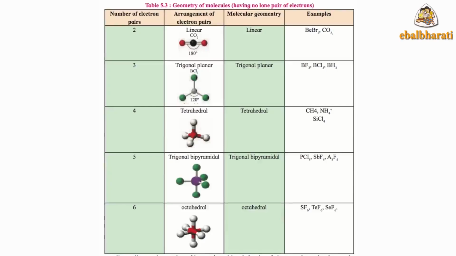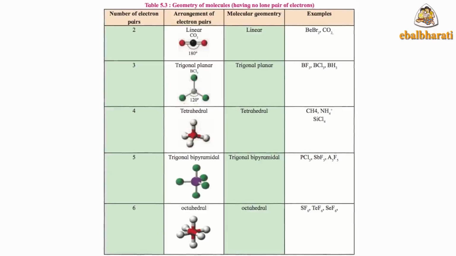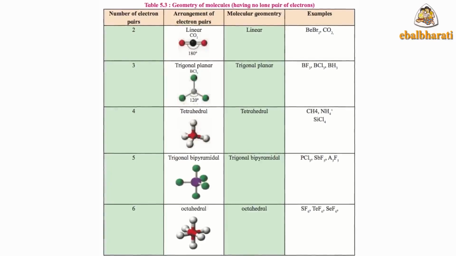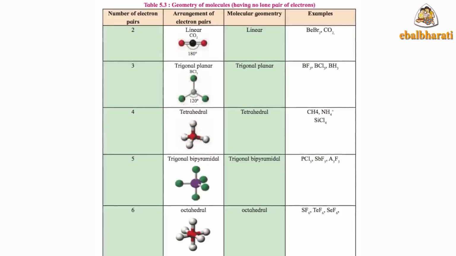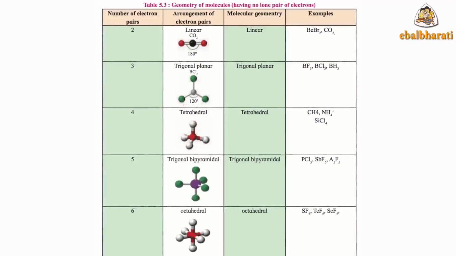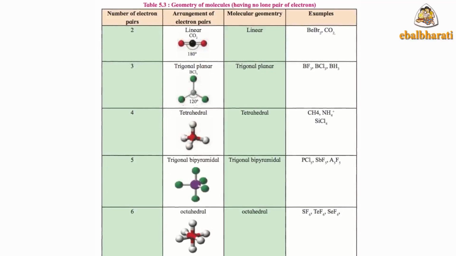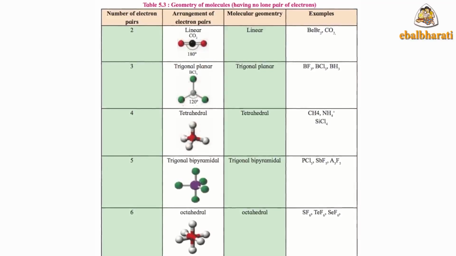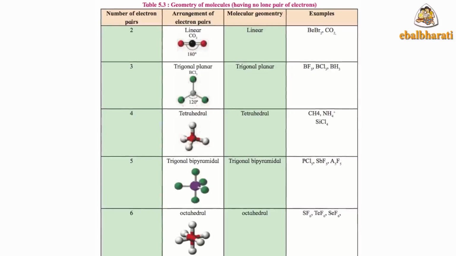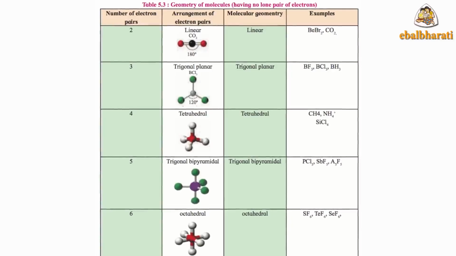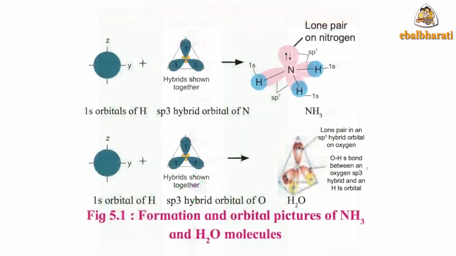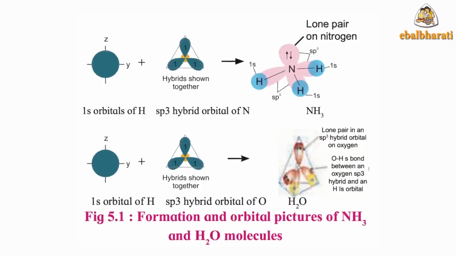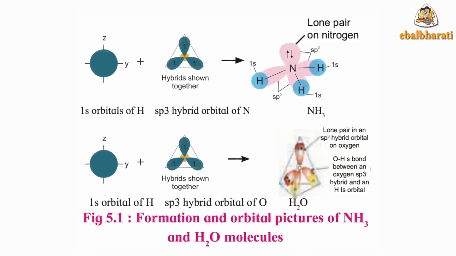Lone pair repulsion is maximum because this electron pair is under the influence of only one nucleus, while the bonded pair is shared between two nuclei. Thus, the number of lone pairs and bonded pairs of electrons decide the shape of molecules. Molecules having no lone pairs of electrons have a regular geometry. This has been depicted in Table 5.3. Let us explain the bond angles in NH3 and H2O.